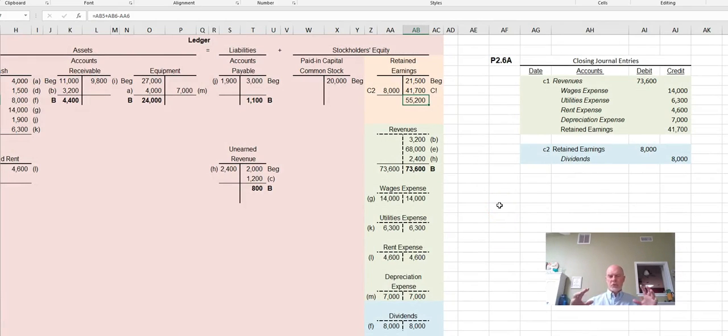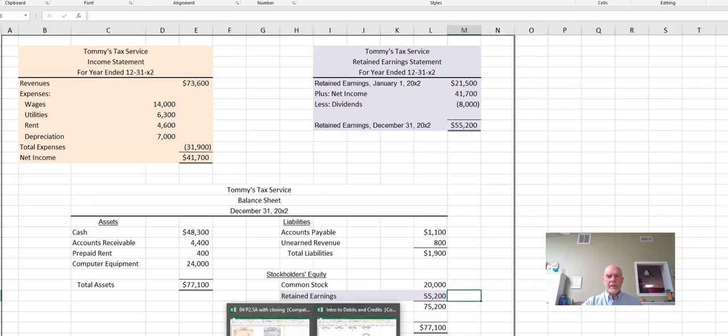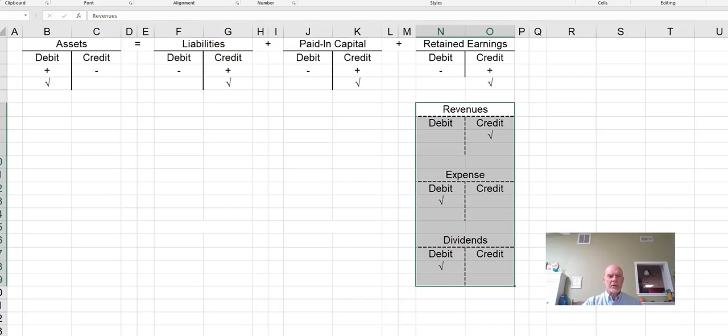What we're doing is we are taking all of that information that was on the income statement and the statement of retained earnings and wrapping it all up together to get that ending balance of retained earnings, and that is the balance that's going to be reported on the balance sheet. That's the number that brings the balance sheet into balance, that ending balance of retained earnings.